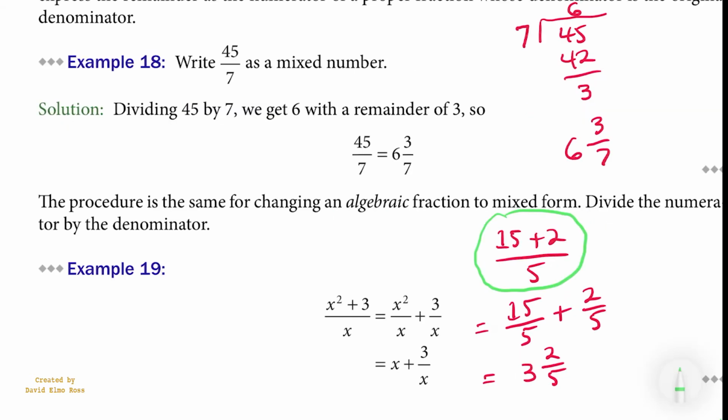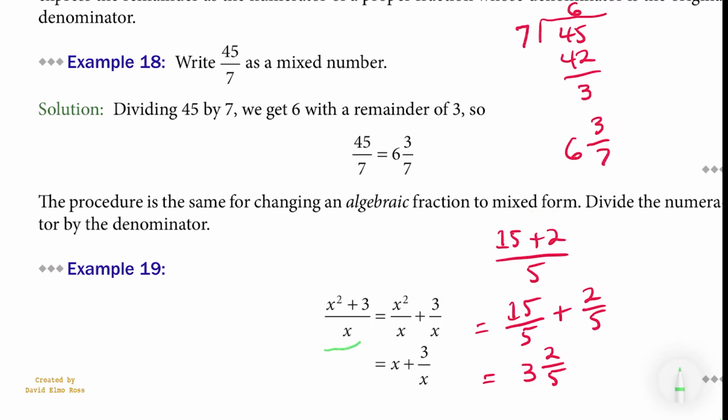Let's take a look at 15 plus 2 over 5. We can break this down into 15 over 5 plus 2 over 5. 15 divided by 5 is 3, and we're left with 2/5 over. And we can go back the other way because 5 times 3 is 15, plus 2 is 17 over 5, which is what we have here.